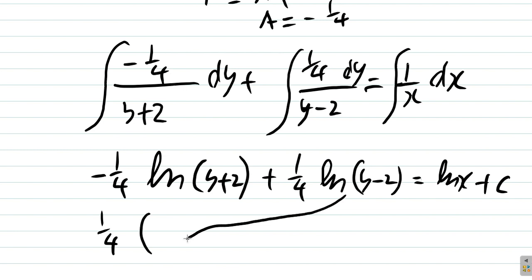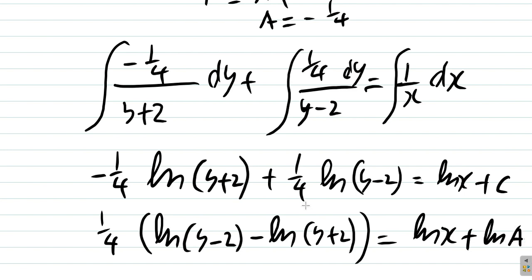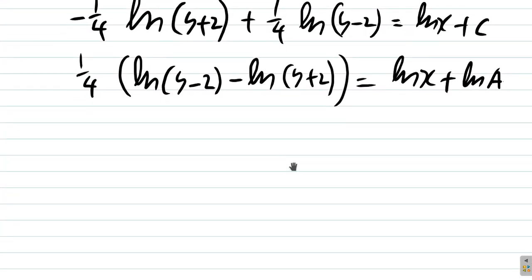Let's put this one first. So you have ln(y - 2) minus ln(y + 2) equals ln x plus c. Let us say c is the ln of another number, say ln a. We could use our knowledge of logarithms to fix this up.